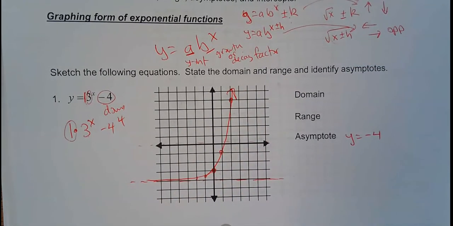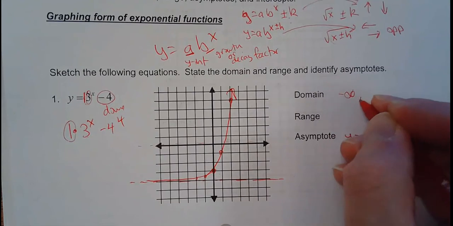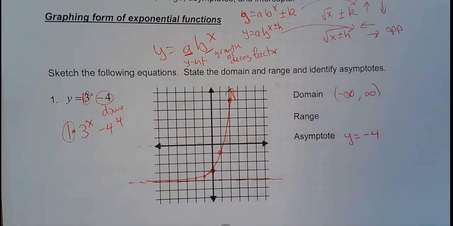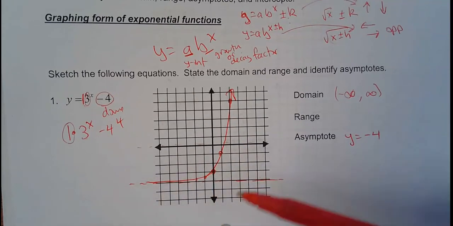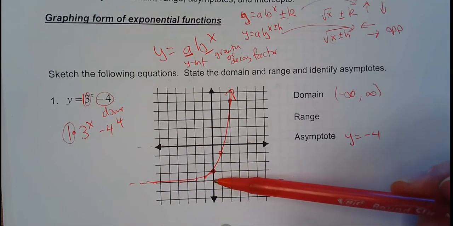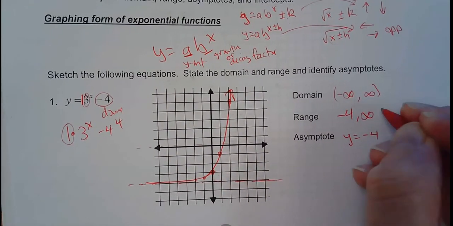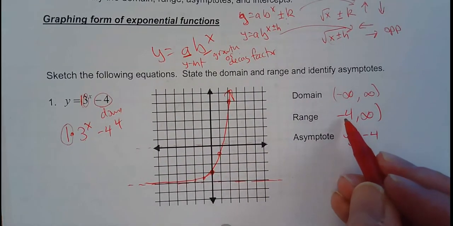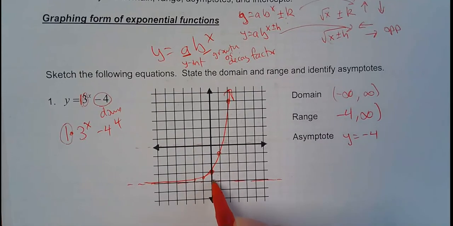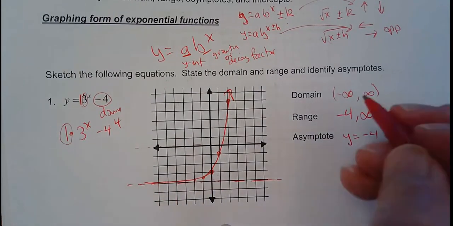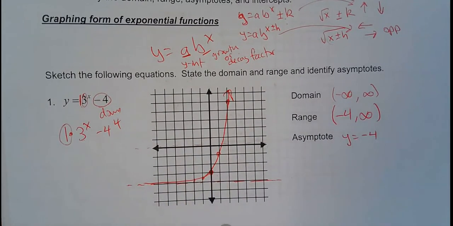Now your domain is still left and right forever. But the range, yesterday the range was always 0 to infinity. But here you see I've got some y's down here because as I come up the y-axis, right there I'm starting to see a graph. I'm at -4. So this is -4 to infinity. Is -4 ever included? Since -4 is the asymptote, it never actually touches -4, so that's a parenthesis. It never actually gets there, so we don't want to count that as one of the answers.